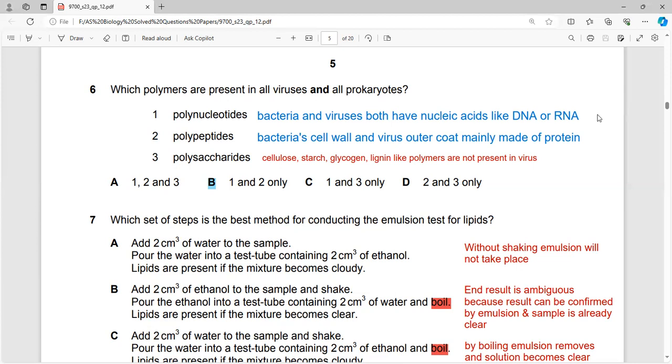So that's why the virus also contains protein, while polysaccharides like starch, cellulose, glycogen and lignin, these types of polysaccharide molecules are not present in most viruses. So that's why 1 and 2 are present in both. So B will be our correct answer here.